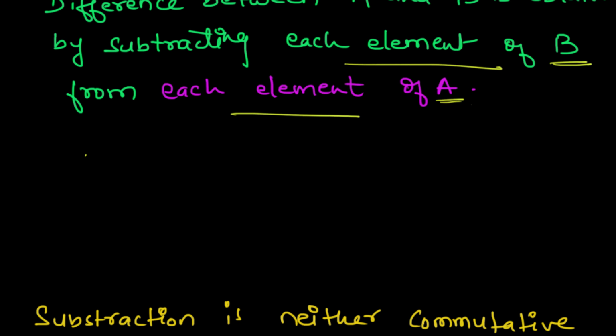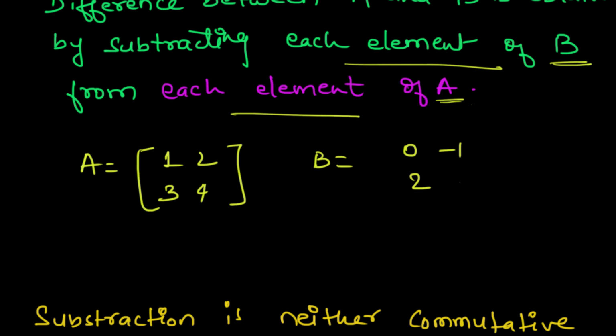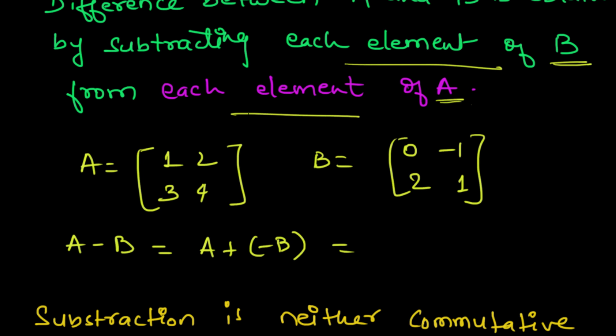So suppose we have A as 1, 2, 3 and 4 and B as 0, -1, 2, 1. That's easy. We will find A minus B, or simply you can write it as A plus minus B. So you can write it as 1 minus 0, that is 1, 2 minus minus 1, that is 2 plus 1 is 3, 3 minus 2 is 1, 4 minus 1 is 3. So this is a subtraction of matrices.